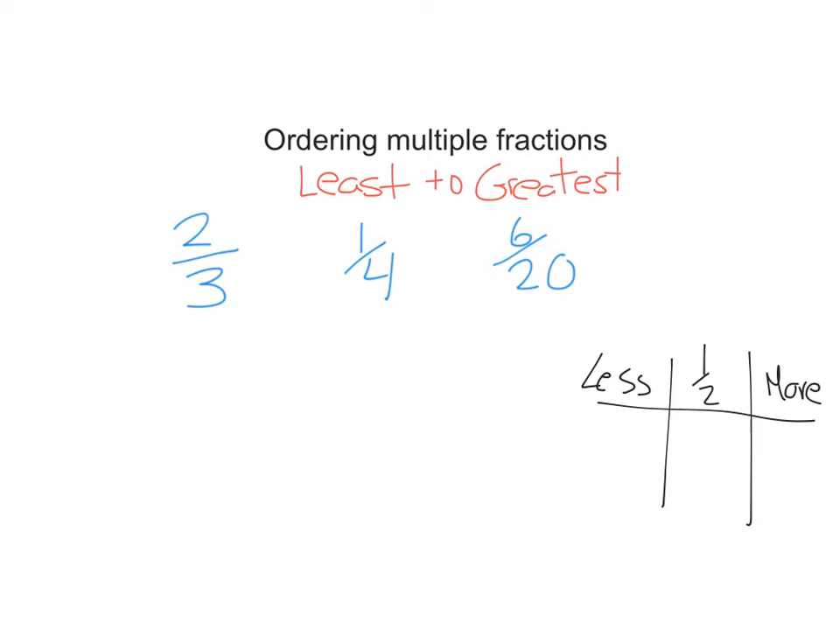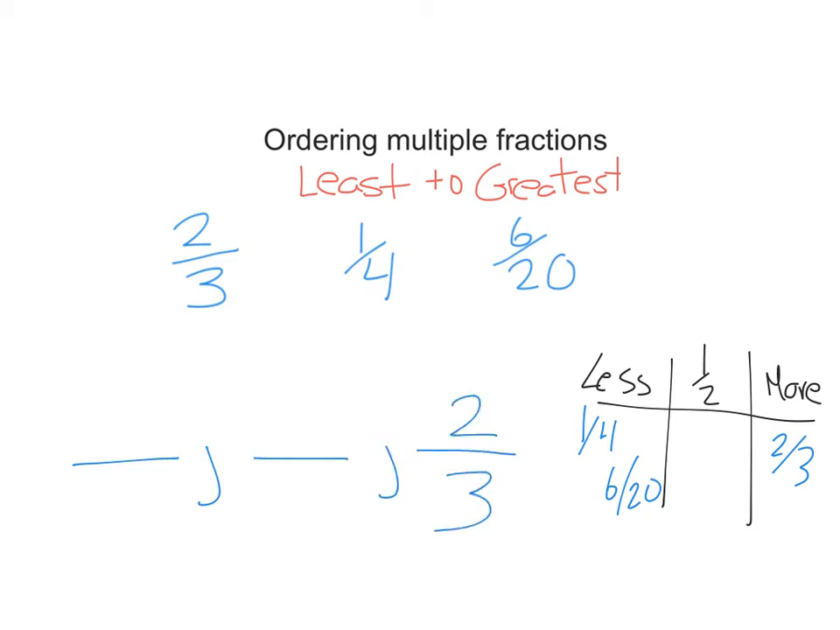So I can see that 2/3 is more than 1/2, 1/4 is less than 1/2, and 6/20 is also less than 1/2. So to order these three fractions, I already know that 2/3 is my largest fraction. I don't need to use any of my comparing skills to solve the rest of this. Now all I need to do is compare 1/4 and 6/20 to see which fraction is larger.